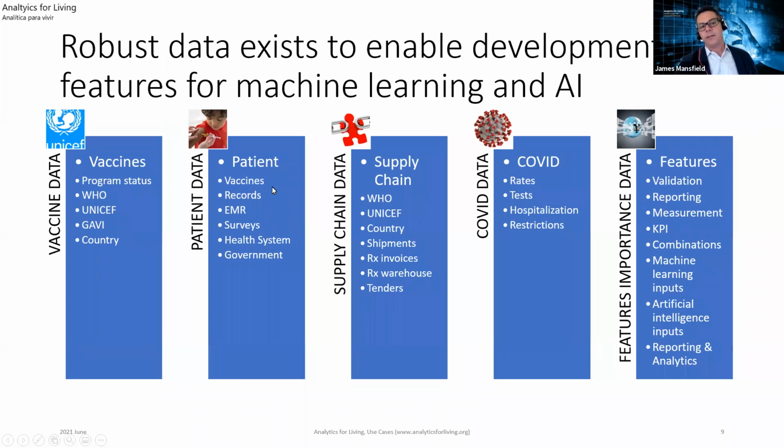The next would be patients. Like, let's say if it's MMR, well, now we can drill into region, country, and then the vaccine, right? And there's other data as well that's available besides just the vaccine data: the electronic medical records, surveys, health system, and then government data does publish as well.